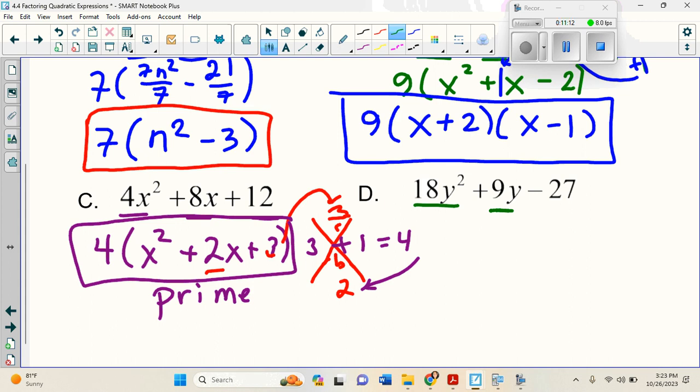18y squared, 9y, and negative 27 in example 3 have a common factor of 9. When I factor out 9 from 18, I get 2y squared. 9y divided by 9 is 1y. Negative 27 divided by 9 is negative 3. Okay. I'm going to use a different method. It's called factoring by grouping. So we're going to come back to D.